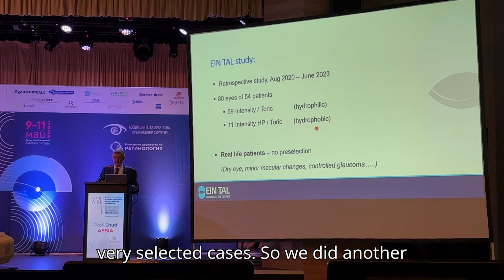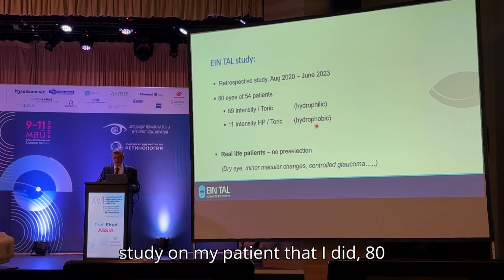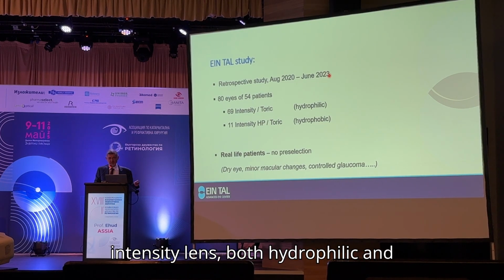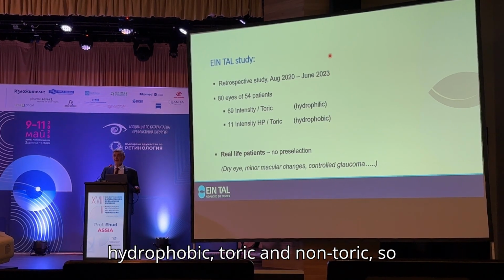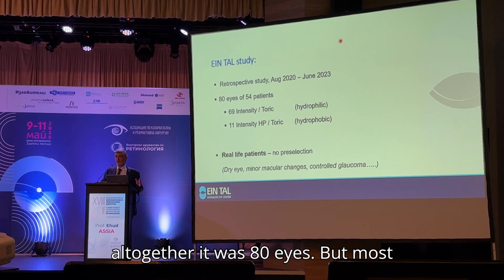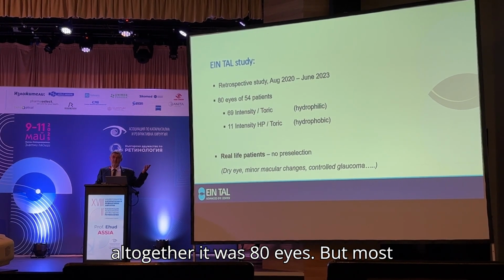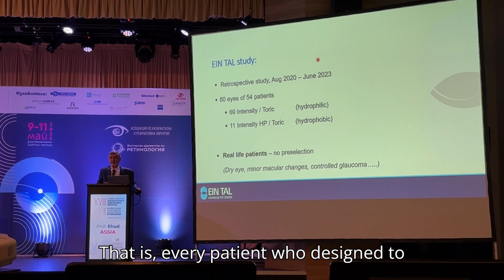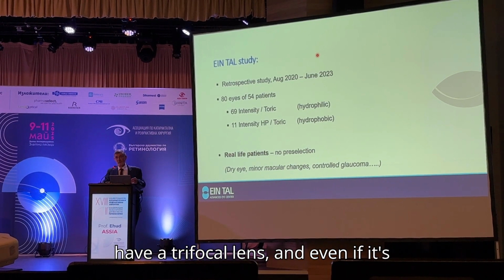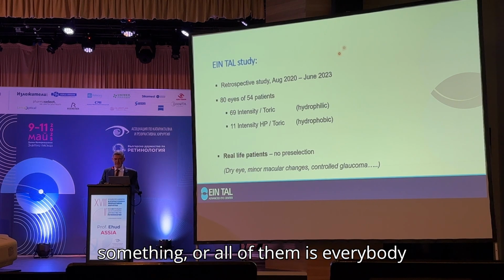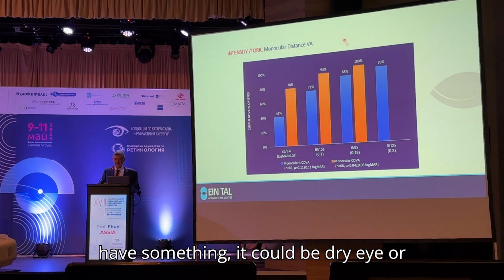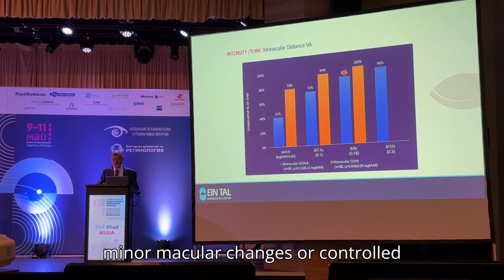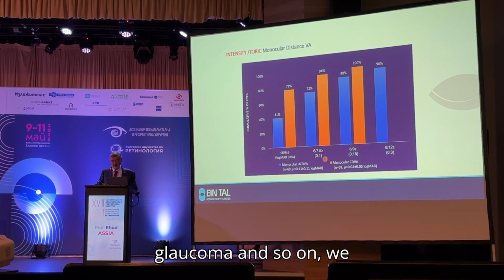So we did another study on my patients. I did 80 eyes of 54 patients using this Intensity lens, both hydrophilic and hydrophobic, toric and non-toric. So altogether it was 80 eyes. But most importantly, these are real life patients. That is, every patient who desired to have a trifocal lens, and everybody has something. It could be dry eye or minor macular changes or controlled glaucoma and so on.